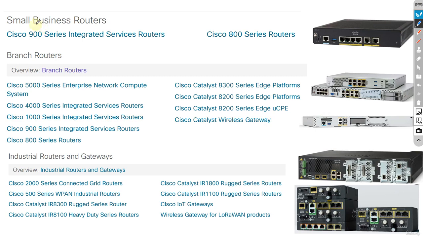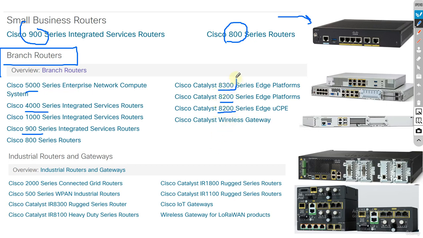Okay, so I talked about small business routers. Like we have 800 series, we have 900 series services routers, sorry. And this is how it will look. Okay, these will be small in size and have very few capabilities compared to the other routers. Then these are the branch routers. They are like 5000 series, 4900, then 8200, 8300. Okay, so like this one, maybe this is the 8200 series.